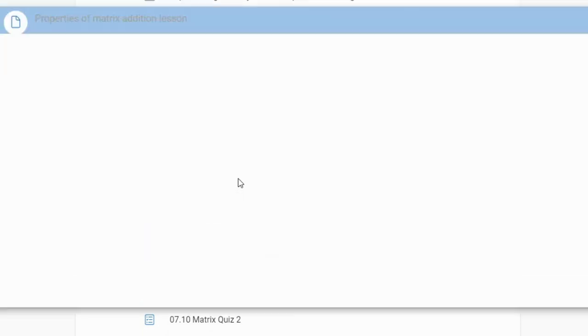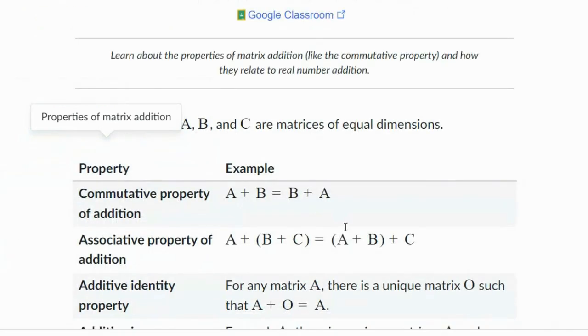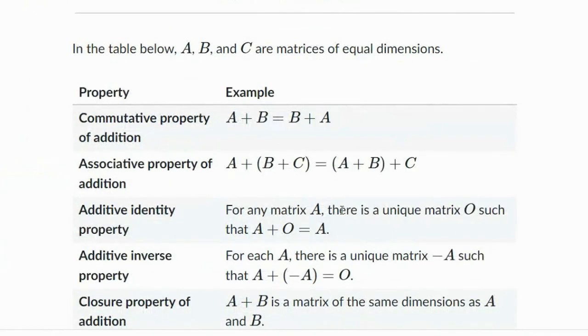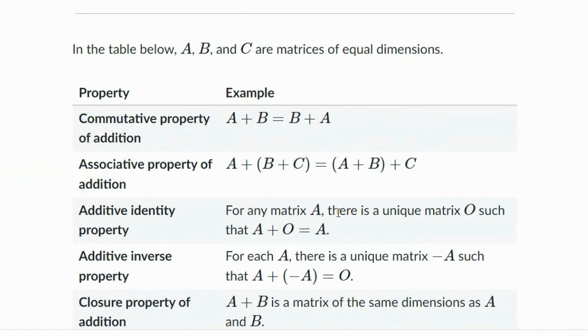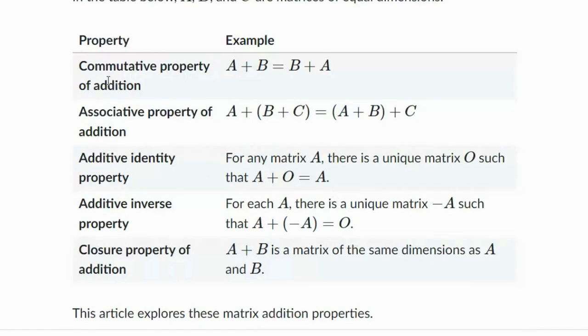Properties of matrix addition. Okay, let's look at the properties of adding matrices together. All right, the properties of math still apply with matrices. Like we know the commutative property of addition. A plus B equals B plus A, right? 3 plus 6 equals 6 plus 3. Doesn't matter which order we add them in. That's true with matrices as well.